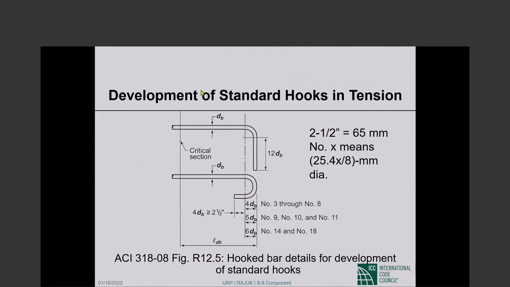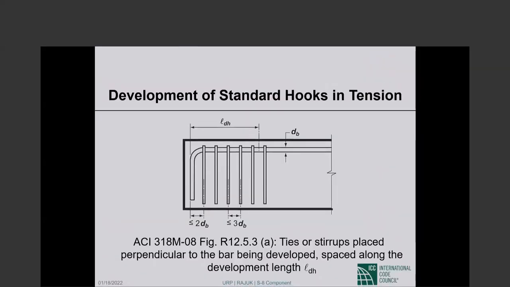Standard hooks are hooks that are shown in the picture. 90-degree at the top, 180-degree at the bottom. I do not know that I can add anything to what the picture shows, so I will let you look at it. These are the standard hooks of ACI 318.